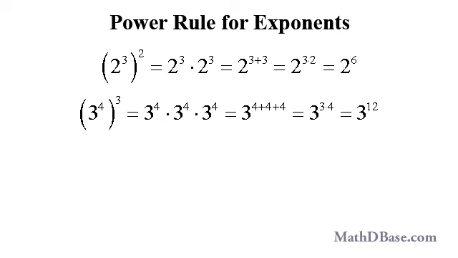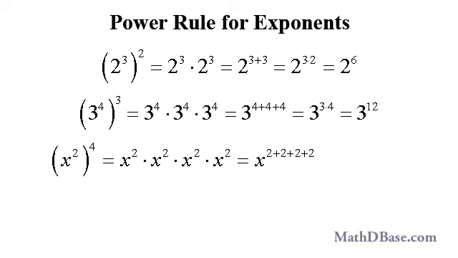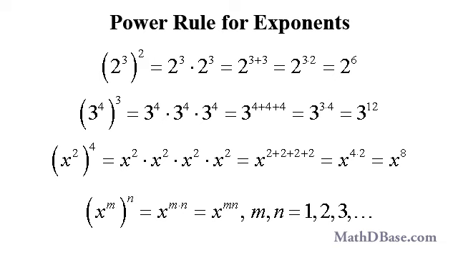For an algebraic example, x squared to the 4th is equal to x squared times x squared times x squared times x squared, which is the same as x to the 2 plus 2 plus 2 plus 2, or x to the 4 times 2, or x to the 8th. Generally, we can write x to the m, raised to the n, is equal to x to the m times n, where m and n are any integers.